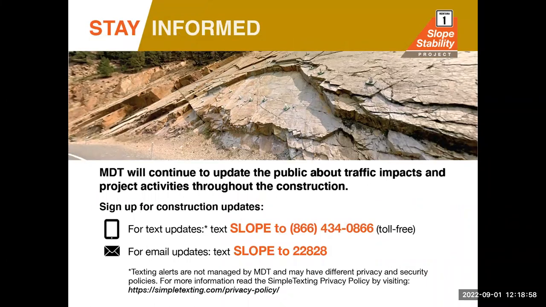One of the best ways to stay informed is to sign up to receive updates. We have already received a lot of people signing up for the emails and the text messages. In order to sign up for a text update, you text the word slope to 866-434-0866. That's a toll-free number. Or you can text the word slope to 22828. That's the phone number, and you'll receive email updates.